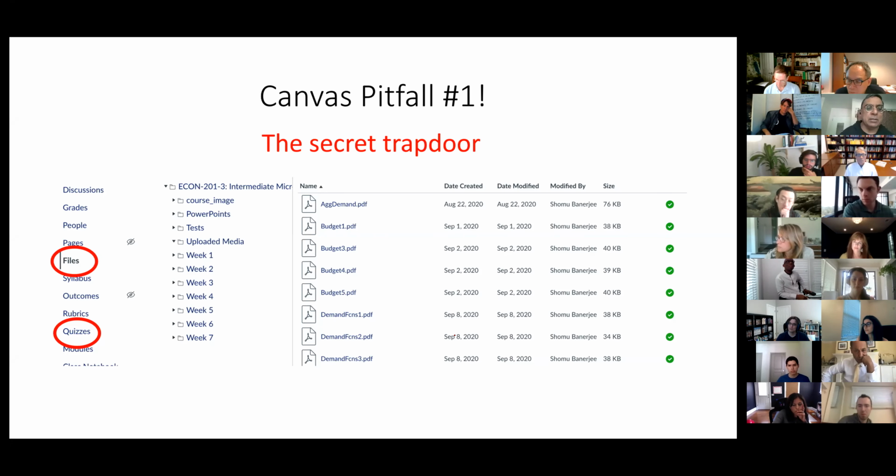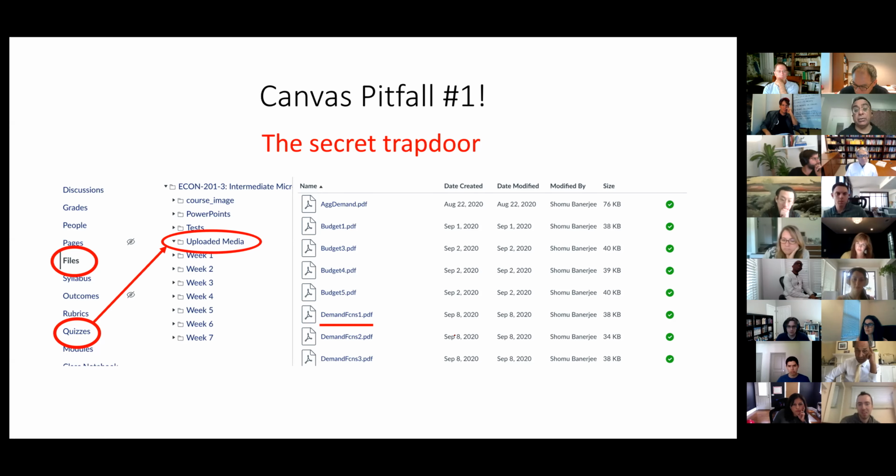And why was this? This was because if you go under Files in Canvas, there is a folder called Uploaded Media. If you upload any medium that is a PDF or an image file, it automatically makes a duplicate in this Uploaded Media folder that's in Files, and by default, it is published. So when I uploaded my test on quizzes and made it unpublished under quizzes, it got uploaded into the Uploaded Media folder, but there it was already published.